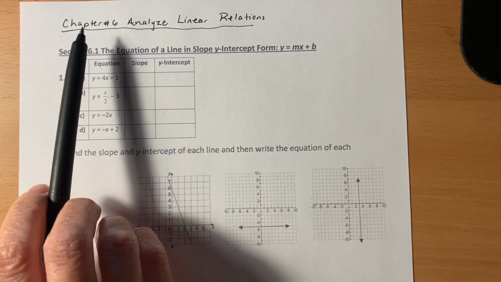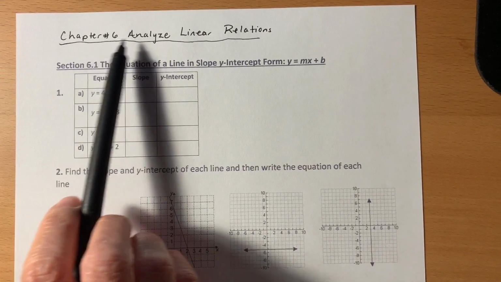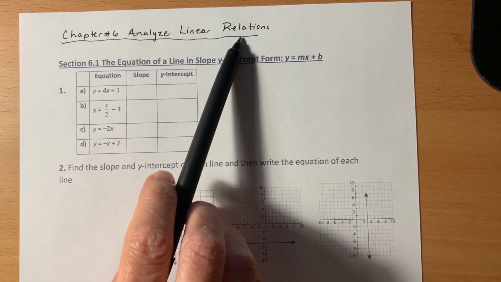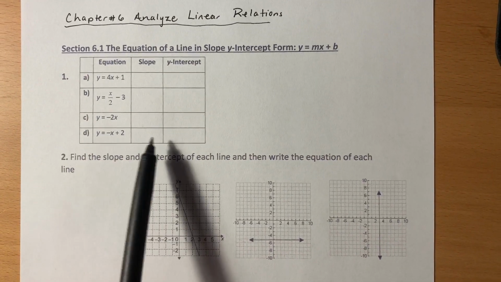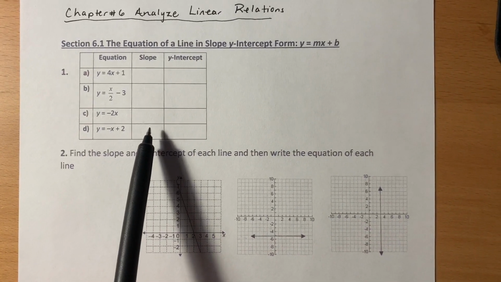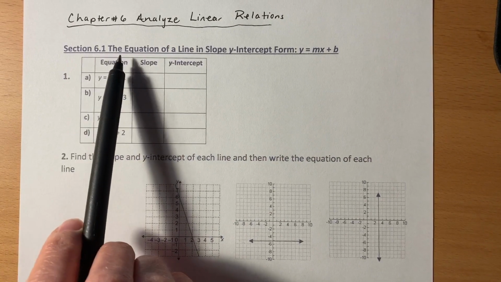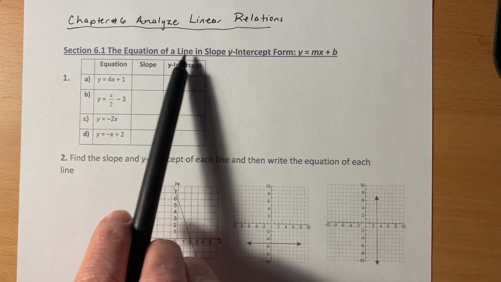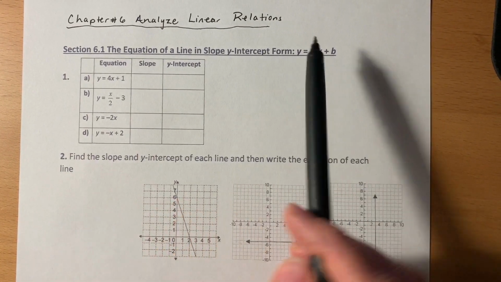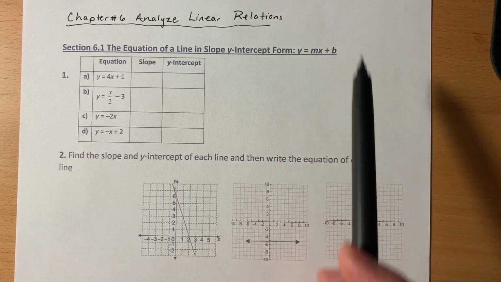Okay, so we're starting chapter 6 now, which is analyzing linear relations. And part of what we're doing is a little bit of a review from chapter 5. So section 6.1 has to do with the equation of a line in slope y-intercept form, which is in the form y equals mx plus b.